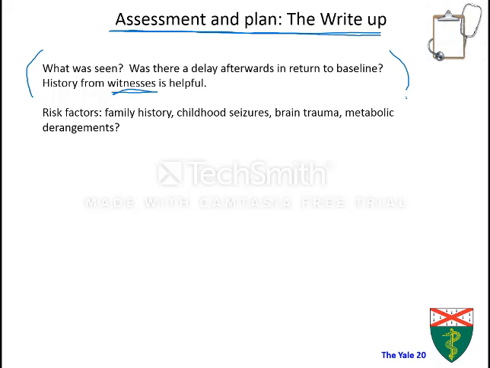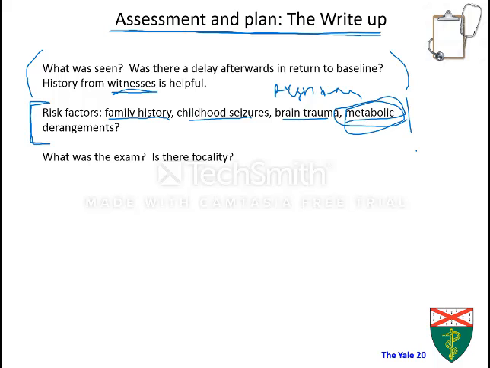Then once you have this, it's really helpful to go back and see if there are any risk factors, things that would predispose the patient to seize. For example, is there family history? Do they have childhood seizures, brain trauma? Sometimes if the patient's younger, it's helpful to get a history of how the pregnancy went. And if they have metabolic derangements, liver failure, all these different things can be concerning. And then, of course, as mentioned, the exam is very important, and whether there is focality to the exam.